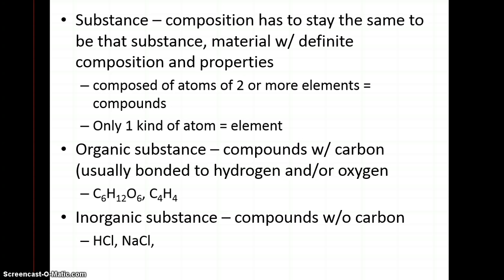Then there is the word substance. It's still a homogeneous material. Substances are homogeneous materials. Okay, we cannot see the different parts, but the composition has to stay the same to be that substance. Material with definite composition and properties is the definition for substance. Composed of atoms of two or more elements are known as compounds. If it only has one type of atom, it's then an element. So, an example of a substance would be a compound or element.